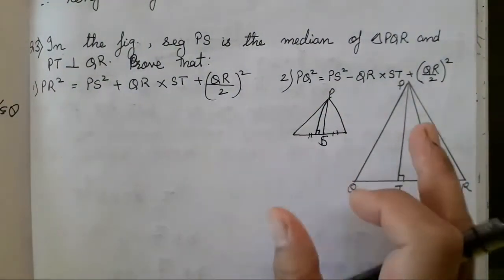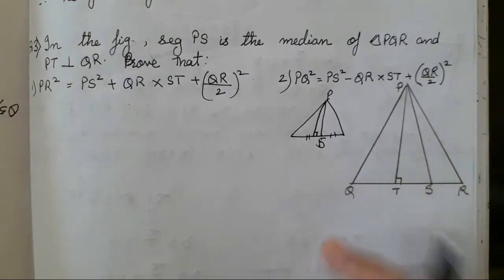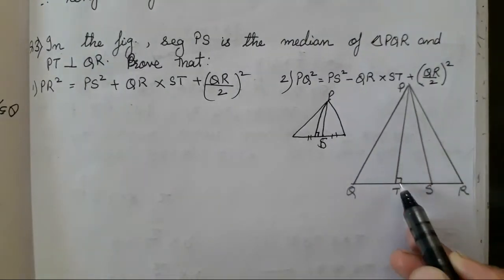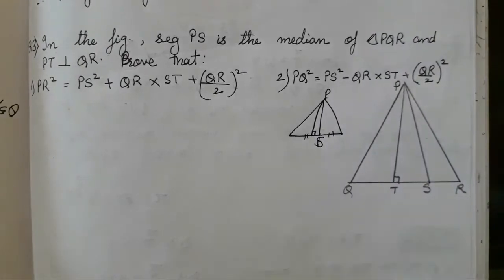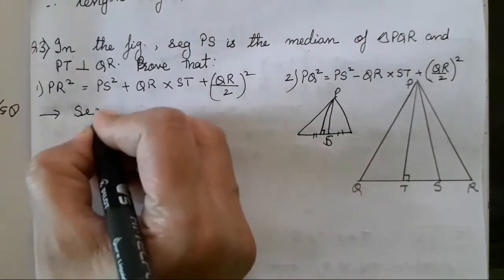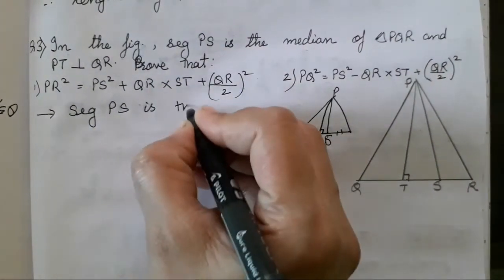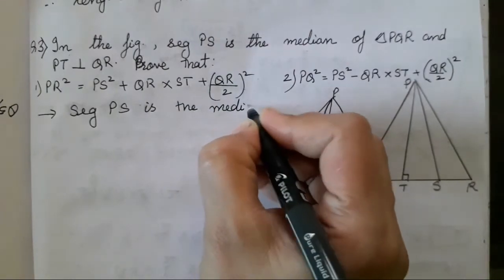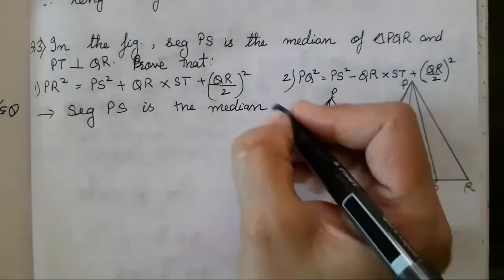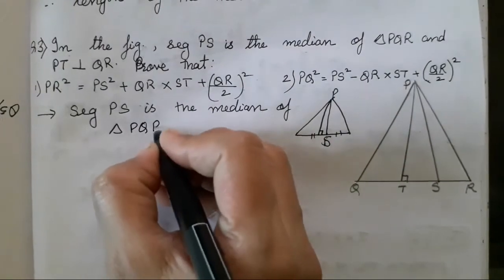Now, from looking at the diagram only, you will be able to understand that we have to use the Pythagoras theorem, because see, one side it's having 90 degree. So first we will use that method only. So whatever is being given first, we will take the clue from that only. That is segment PS is the median. I have always said that you all have to start from the statement which is being given in the diagram question itself. The clue is always given in the question.